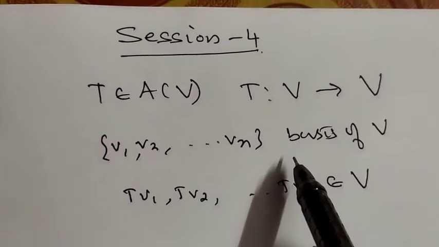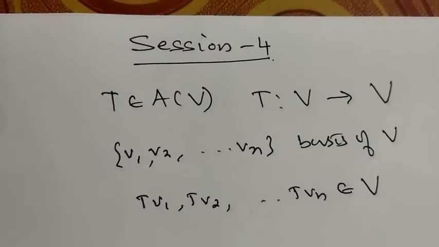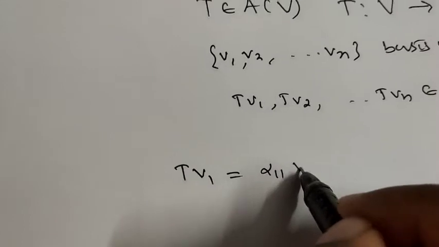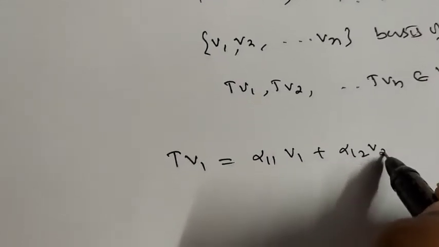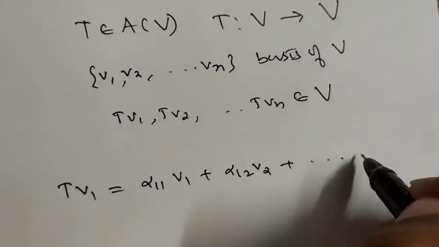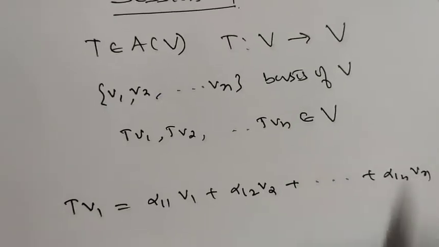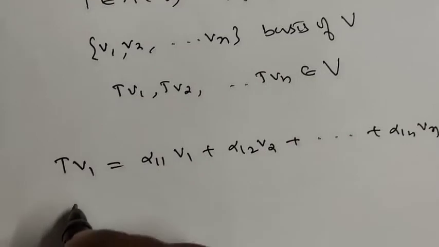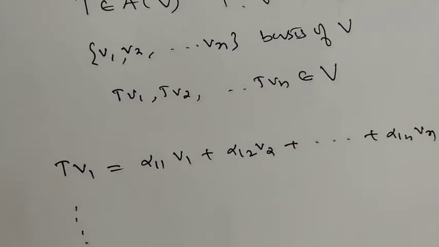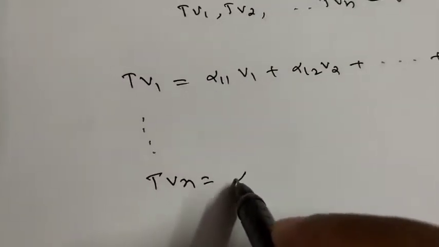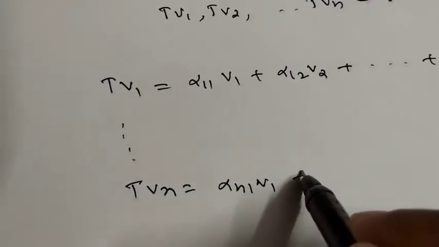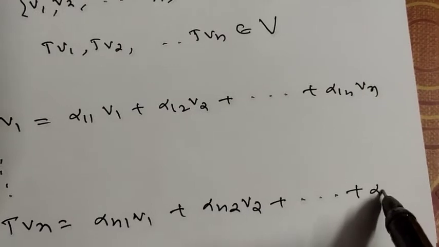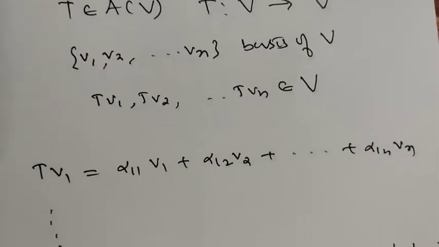of basis elements. Say T(V1) is equal to alpha 11 V1 plus alpha 12 V2, etc., alpha 1n Vn, and T(V2) we can write like this. Likewise T(Vn) is alpha n1 V1 plus alpha n2 V2 and so on, alpha nn Vn.